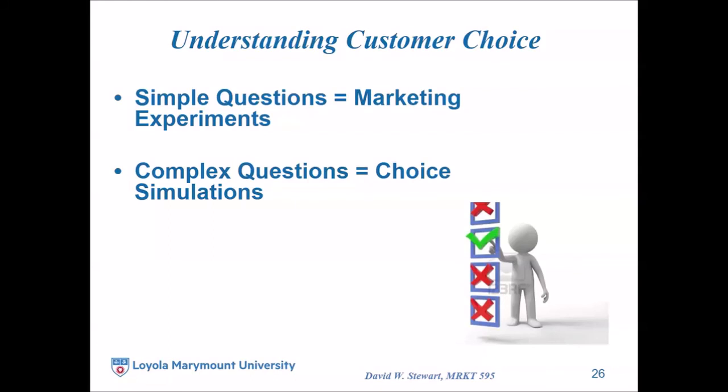For more complex questions, such as, what should the feature set be for a smart mobile telephone? It's kind of hard to do that with which would you prefer. Because there are literally millions of different combinations of features you could put on the phone. So we have to do something a little bit different.